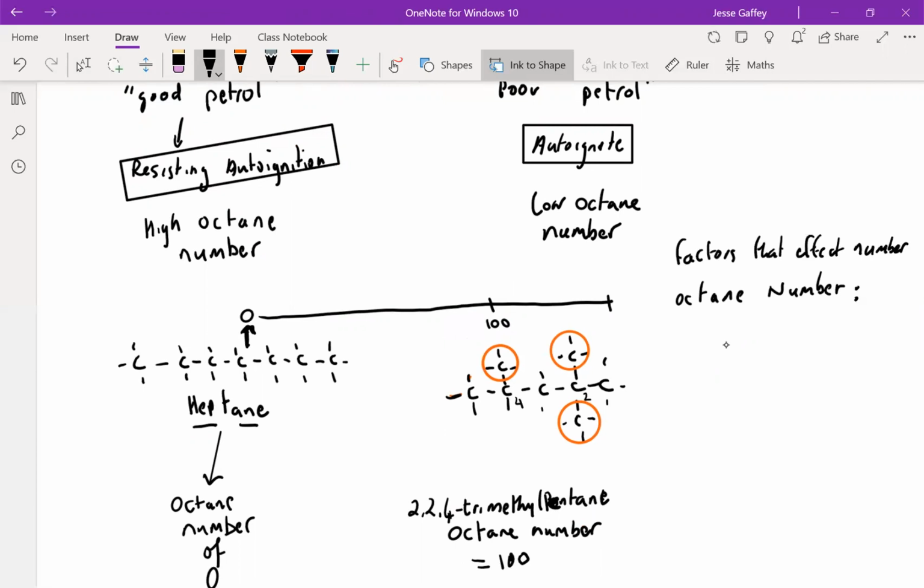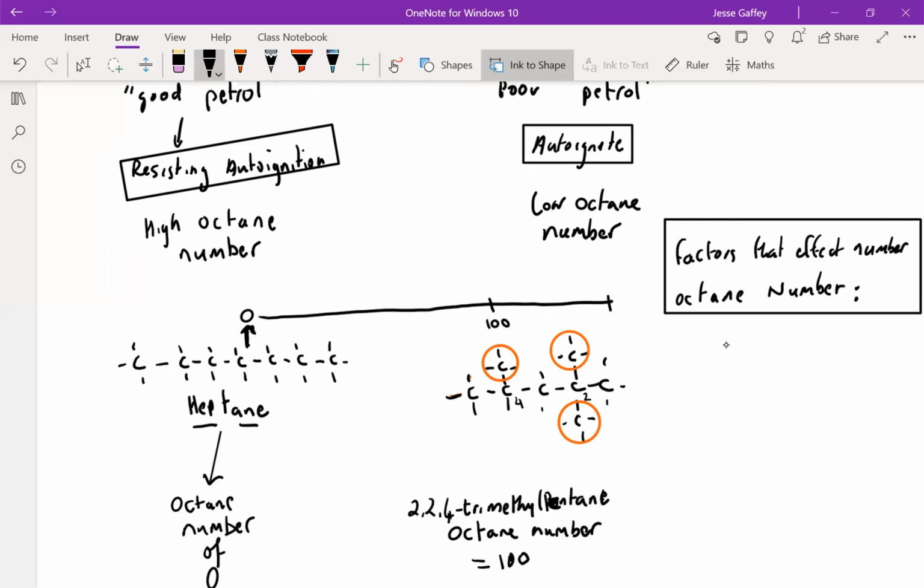Okay, so from memory, I want you to try and recall what are the factors that are going to affect octane number. We saw them in the features of the good petrol above. What will they be? So what I want you to do now is pause the video, and on the right-hand side of the page, like I have here, write down factors which affect octane number.